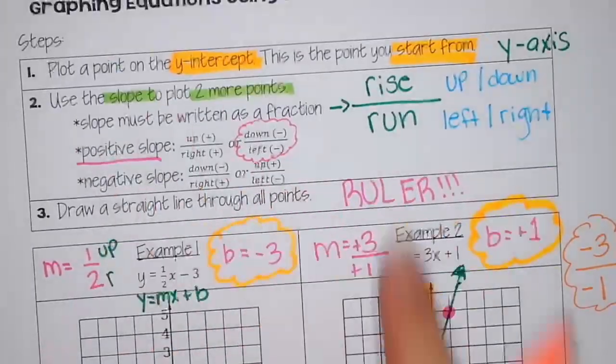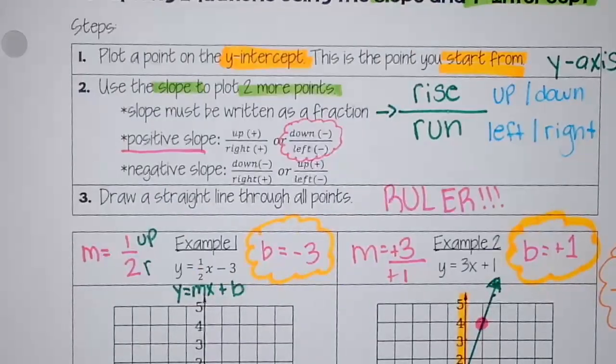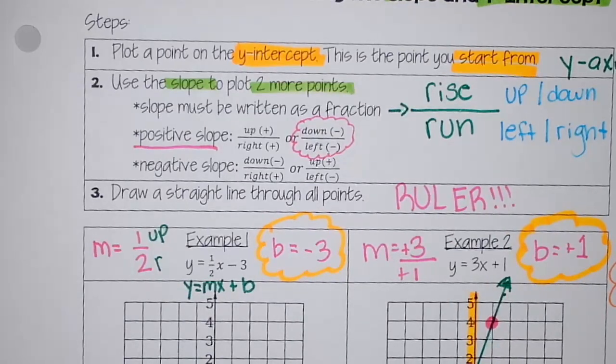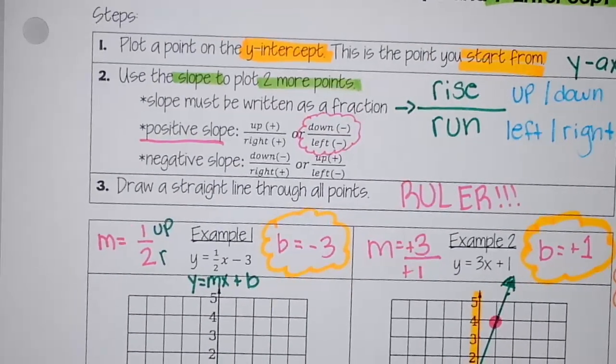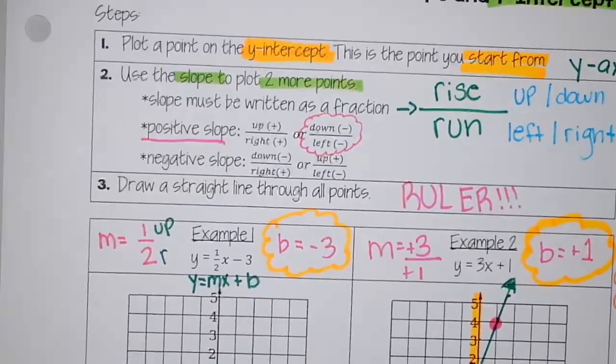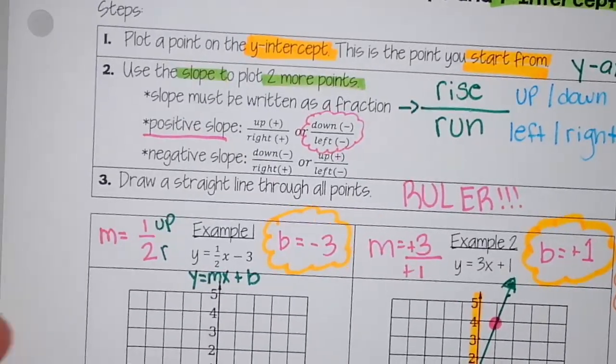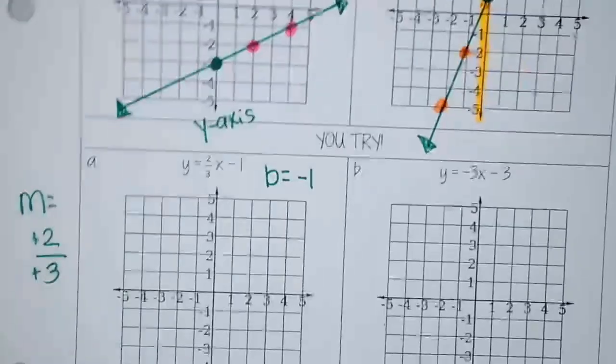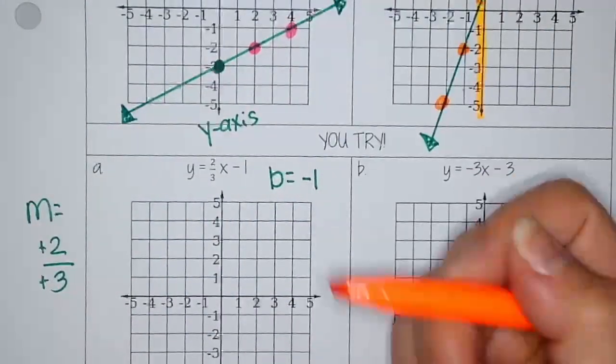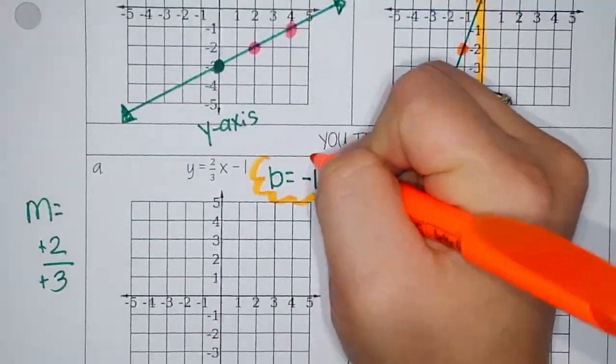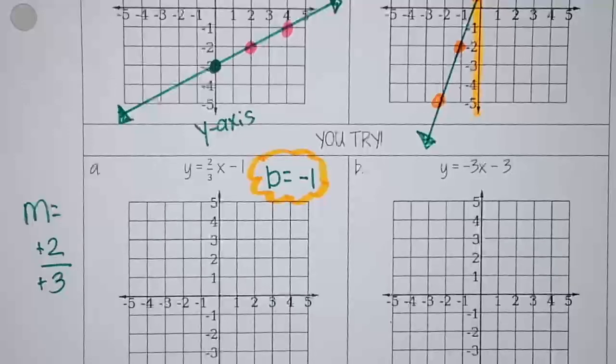Okay, look at the top at your instructions. Charisma, which one are we going to start with? The y-intercept. Perfect. So we're going to start with the y-intercept. That's always going to be our starting point. So if you didn't do so, take your highlighter and bubble in the y-intercept. That's always what you're going to start from.